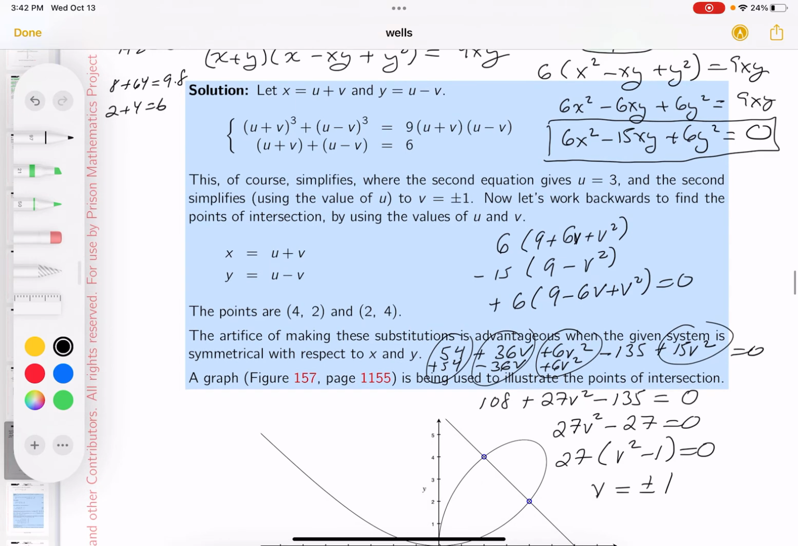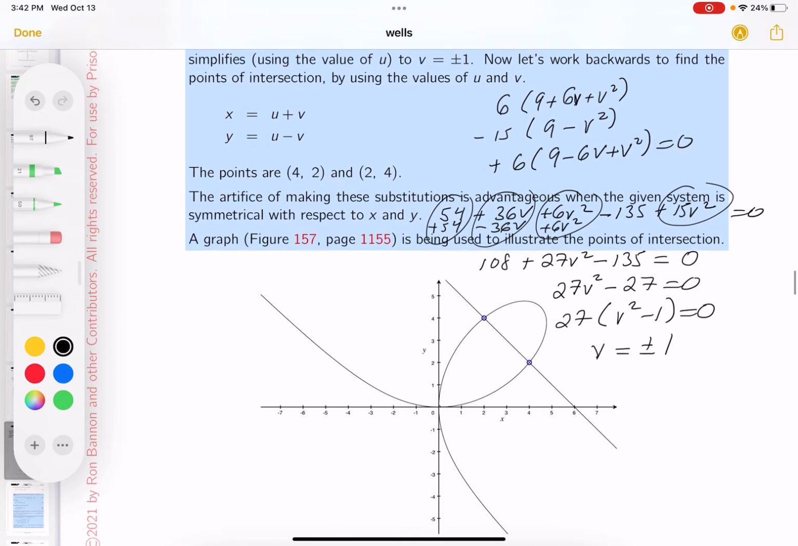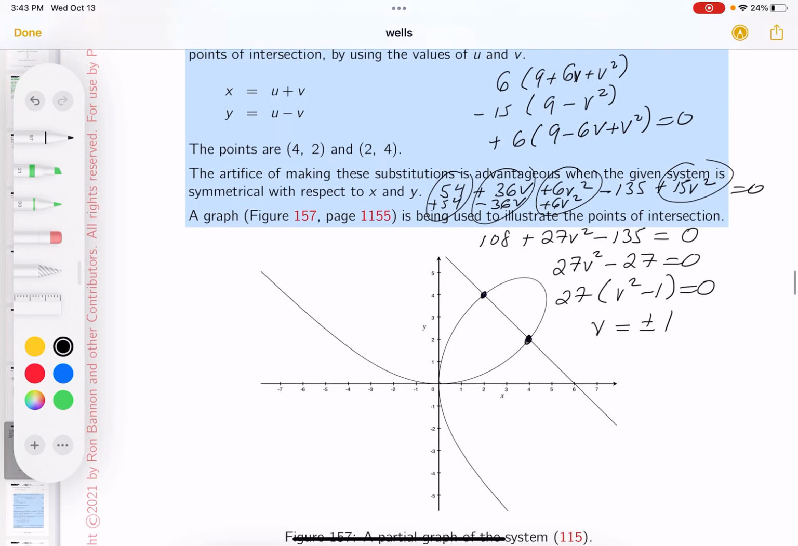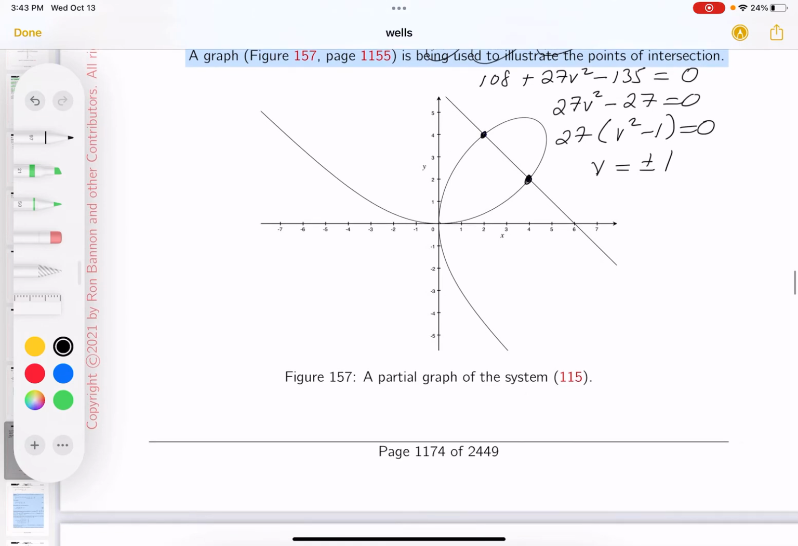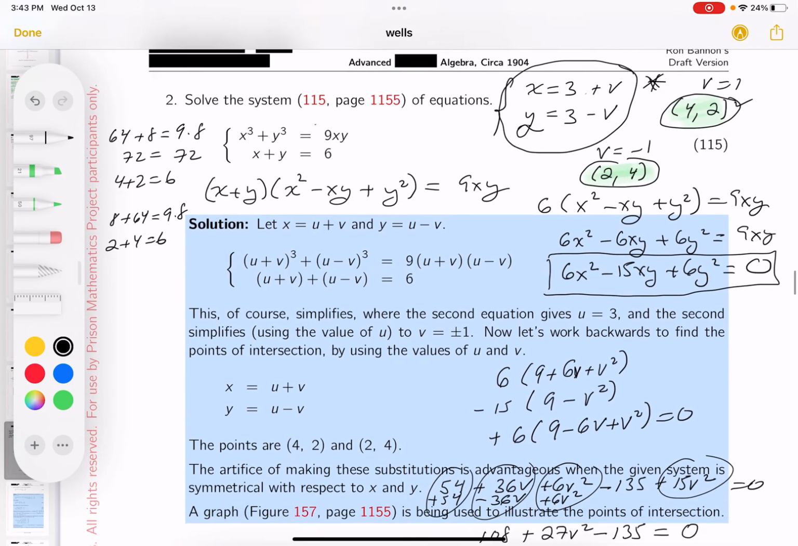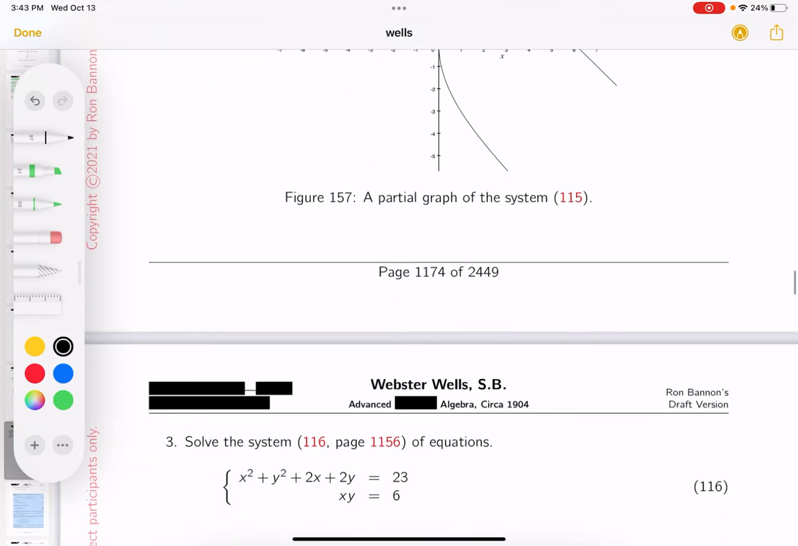Now the answers are listed for you, and there's a graph over here. What's the graph? I hope you realize they give you the points of intersection, (4, 2) and (2, 4). We got that. All right, these are tough questions, by the way. That was number 2, right? Let's go to number 3.